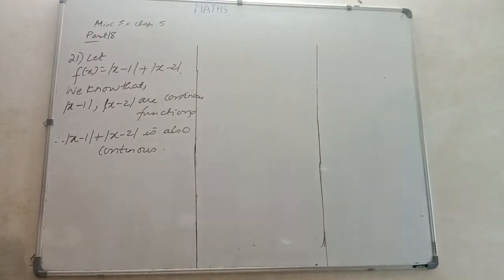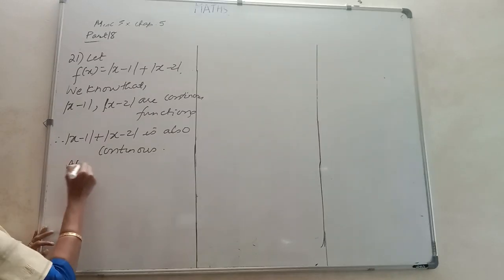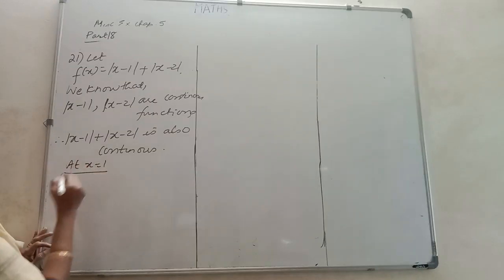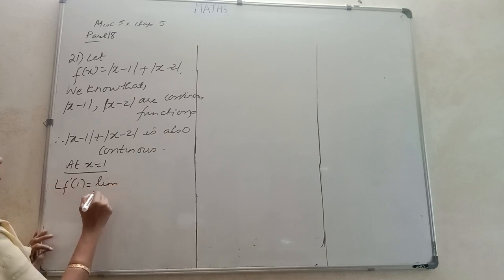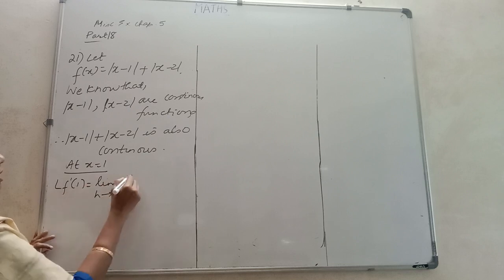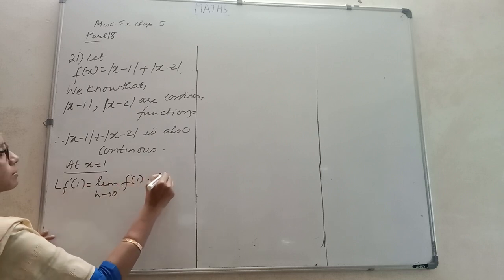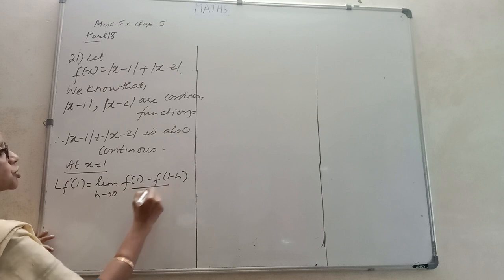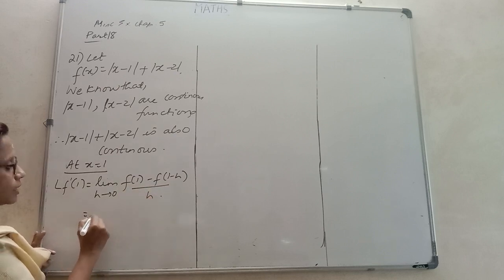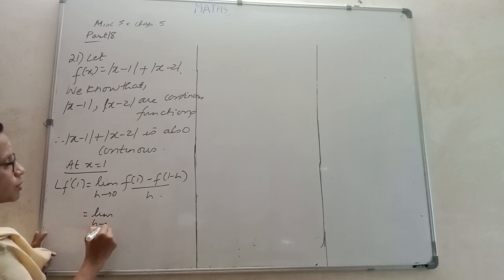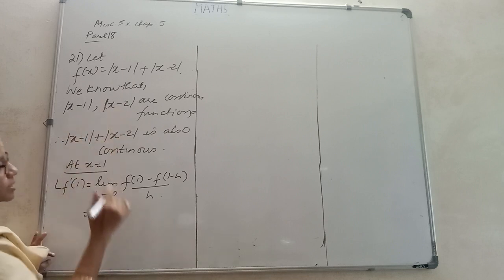So let's take the left derivative at x equal to 1. Let's start. For the left derivative at 1, you could give the definition: limit as h goes to 0 of f of 1 minus f of 1 minus h, divided by h. So limit as h tends to 0, f of 1 means you just substitute. That's quite easy.